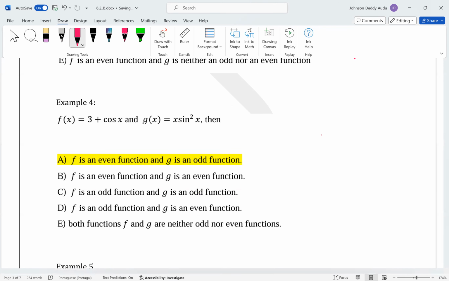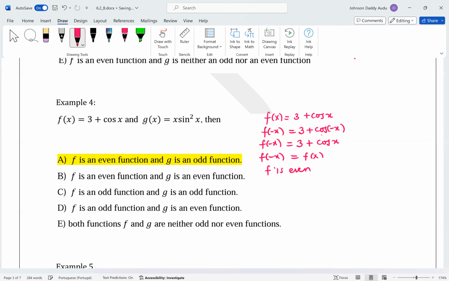We check f. What is f? F of x is 3 plus cosine of x. So f of minus x is going to be 3 plus cosine of minus x. And now we know that cosine is even, so the minus will go. So we have f of minus x is equal to f of x. Therefore, f is even, right?